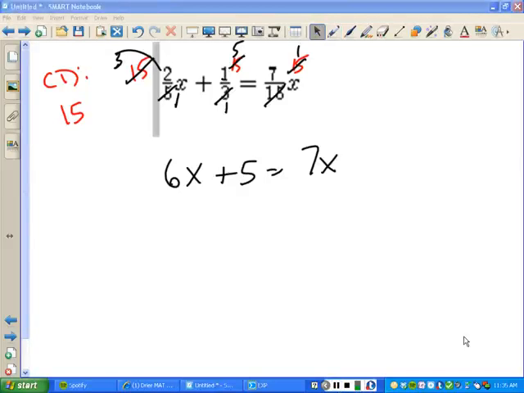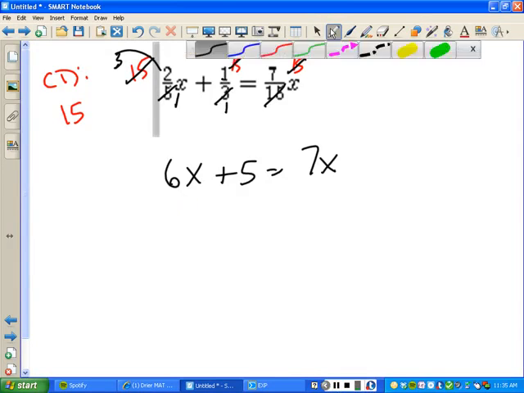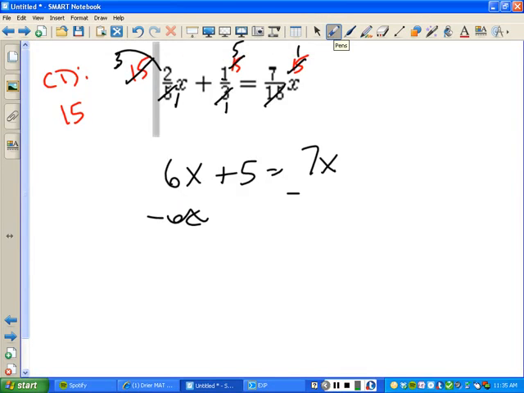All right, so we're going to subtract 6x. Subtract 6x. And we get 5 equal to x. And that's the answer to the second one. Okay. Any questions on that? All right.